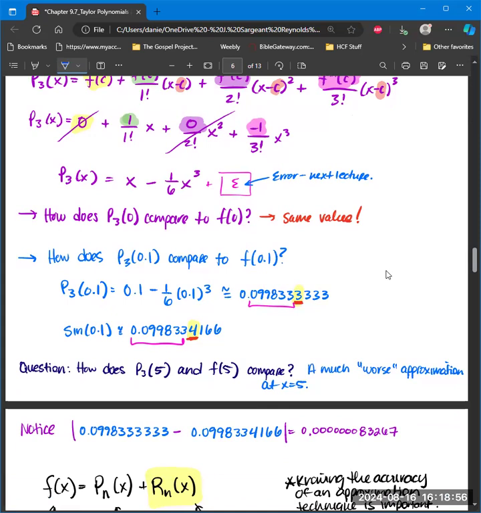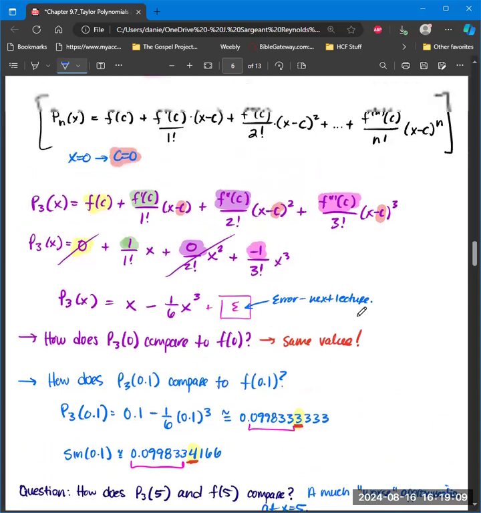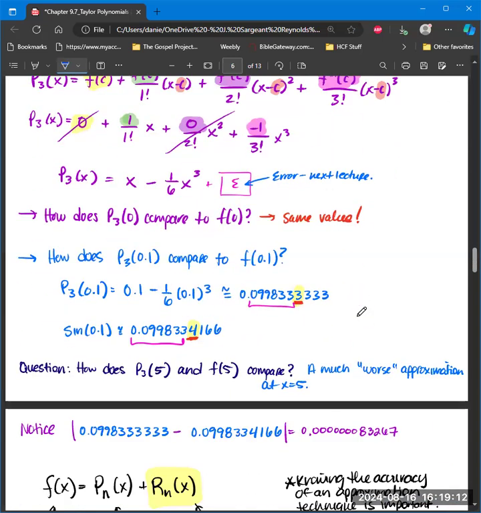So how does P3 compare with f? If we put zero in here, it's 0 minus 0 is 0, and sine of 0 is 0, and they're exactly the same, which is what's supposed to happen. If this is centered at 0, f of 0 should be the same. So we're going to go just a tiny little bit away from 0, like 1/10, and we're going to see how close they are to each other.